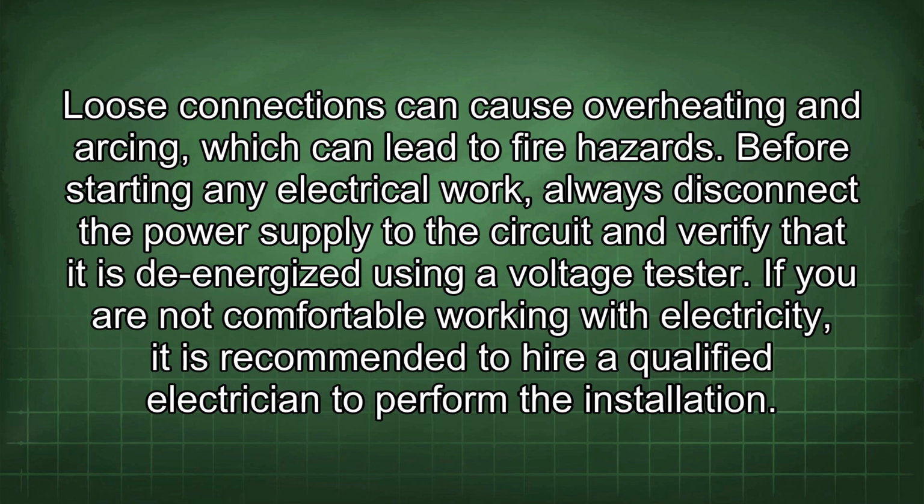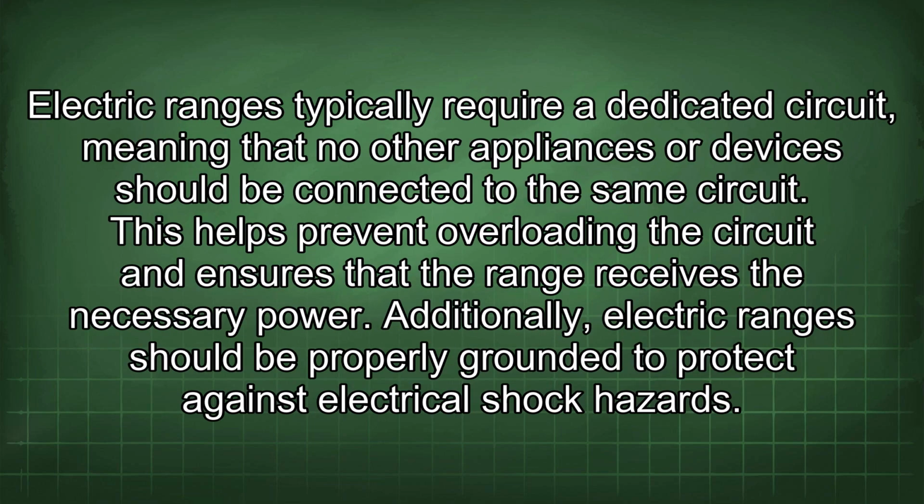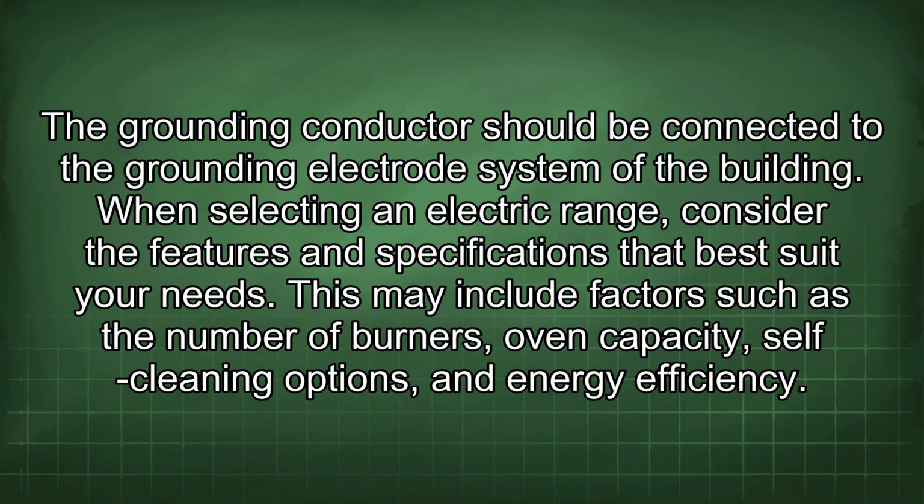perform the installation. Electric ranges typically require a dedicated circuit, meaning that no other appliances or devices should be connected to the same circuit. This helps prevent overloading the circuit and ensures that the range receives the necessary power. Additionally, electric ranges should be properly grounded to protect against electrical shock hazards. The grounding conductor should be connected to the grounding electrode system of the building.